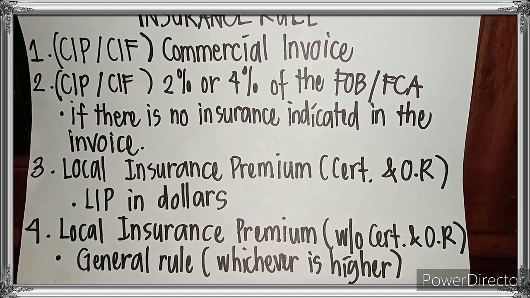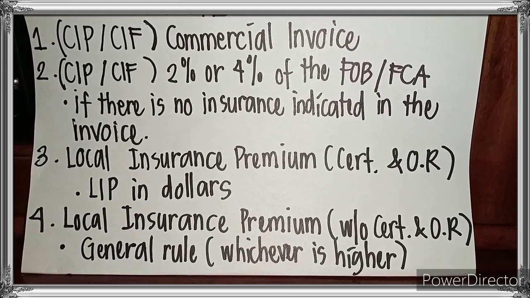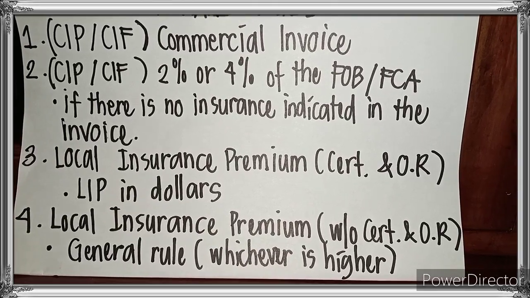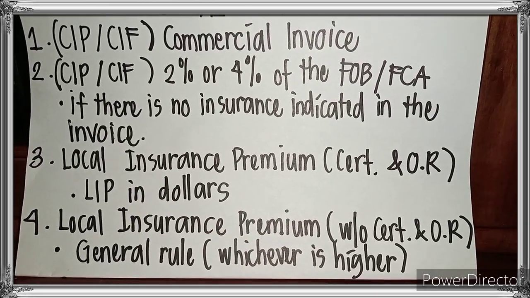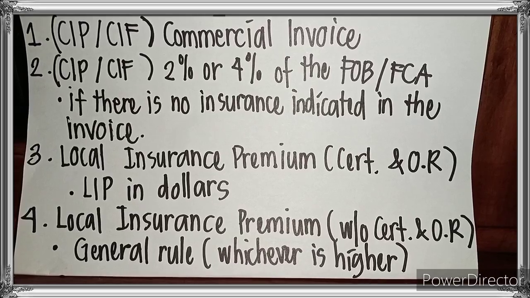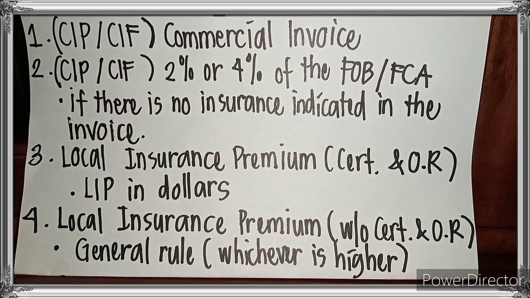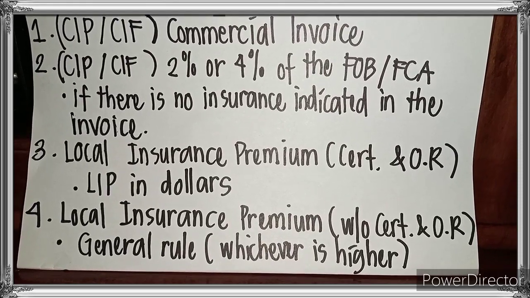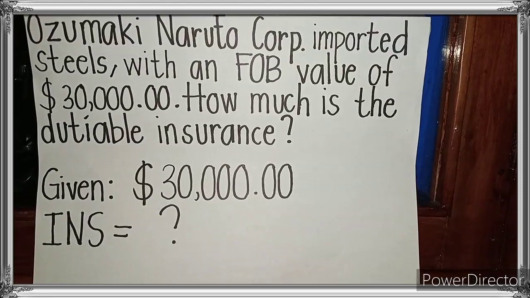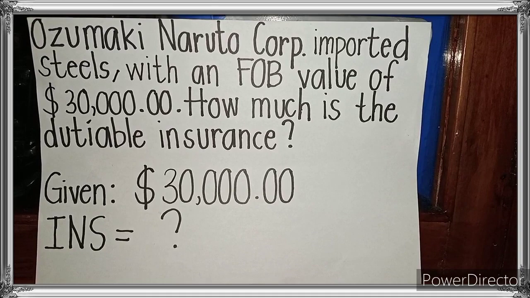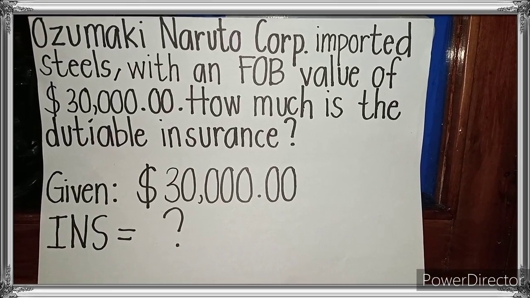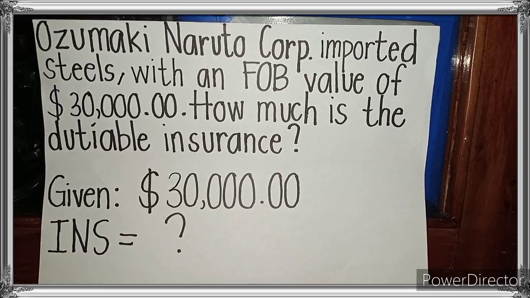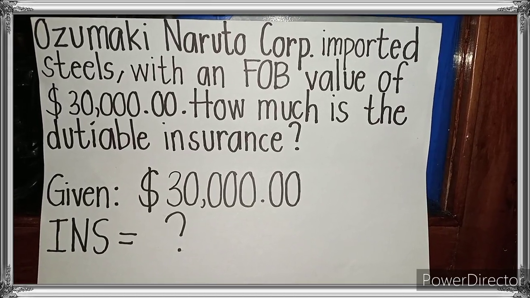Rule number 4. Local insurance premium without certificate and official receipt. So if the importer provides local or domestic insurance but no certification or official receipt, so I have already discussed the rules of insurance and freight. Now we will proceed with the problem and then with a solution.